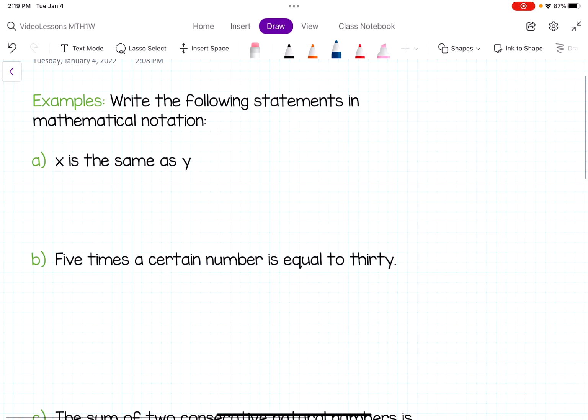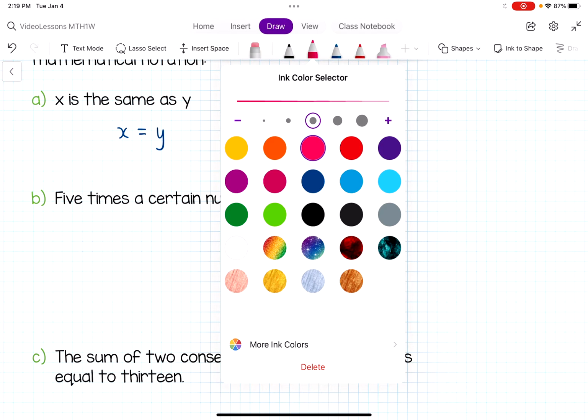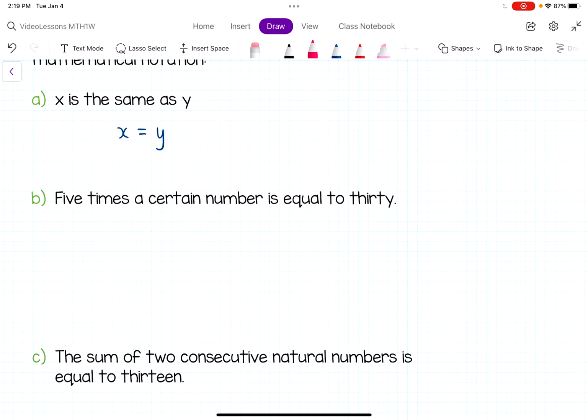So the first one we have here is x is the same as y. This just means in math, the words "the same as" mean equal to. So we say x equals y. The next one says 5 times a certain number is equal to 30. Now here, unlike in the first one, I don't know the variable, so I have to assign one, okay? And that's always going to be in a let statement.